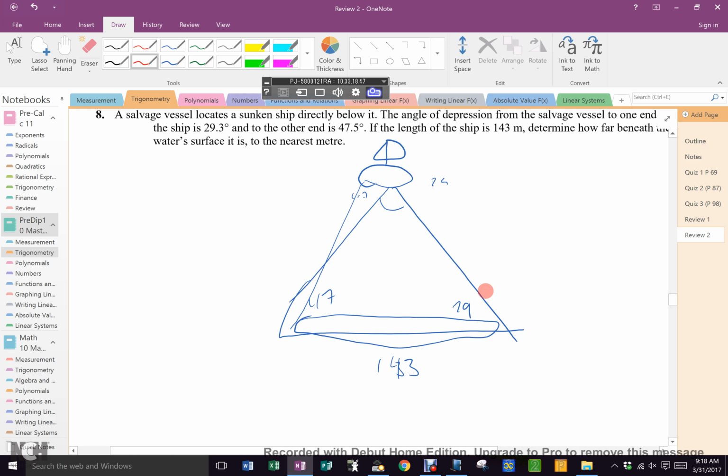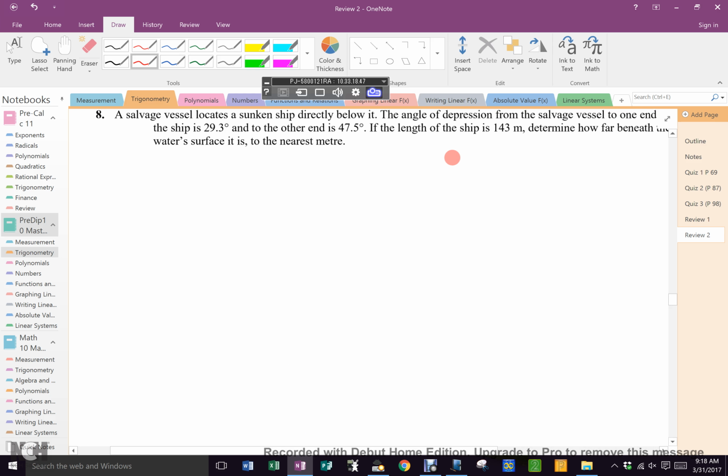Salvage vessel. Here's the drawing. It's a little messy though. I'll tidy it up. The boat sees a ship directly below it.